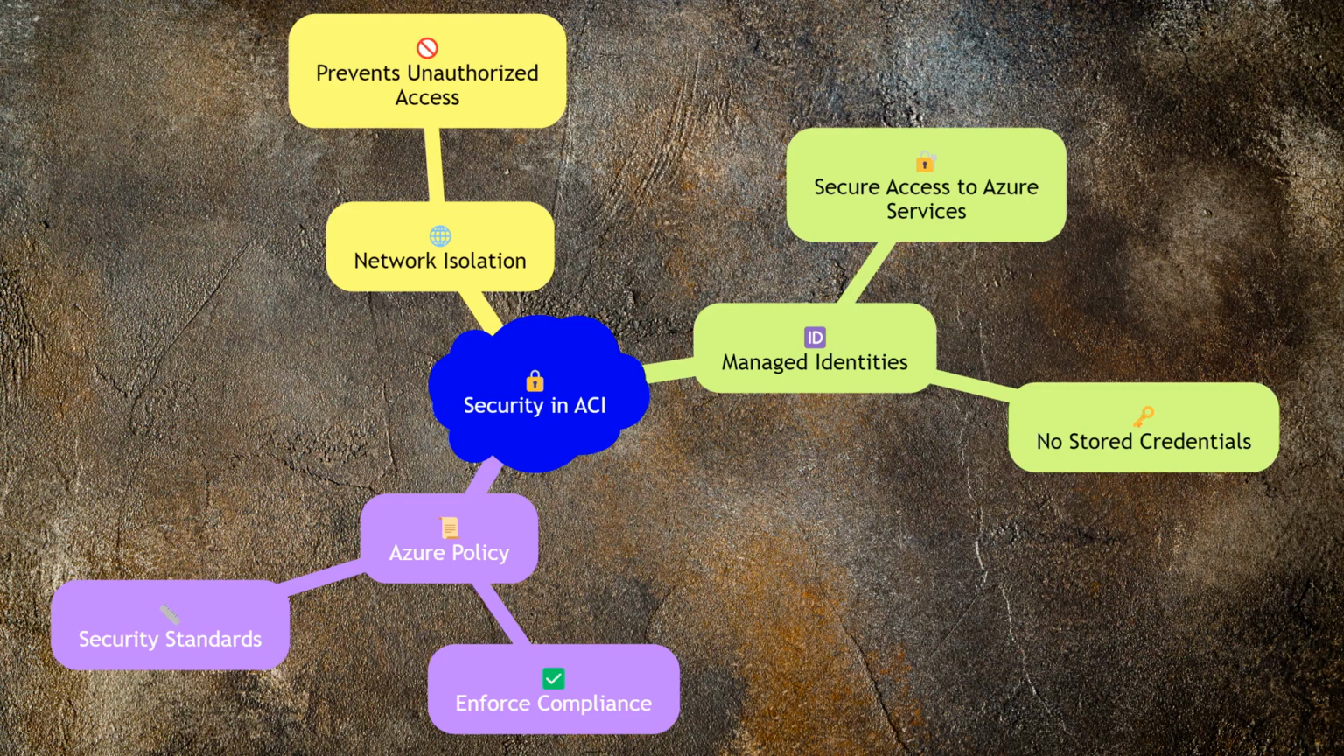Security is a critical aspect of deploying containers. ACI provides several security features, including network isolation, managed identities, and Azure Policy. Network isolation ensures that your containers are not exposed to unauthorized access. Managed identities allow your containers to securely access other Azure services without storing credentials. Azure Policy helps you enforce compliance and security standards.